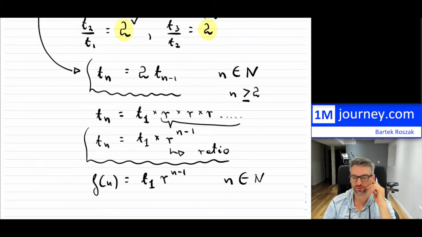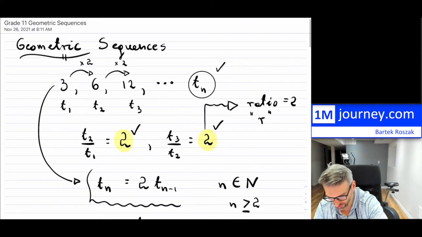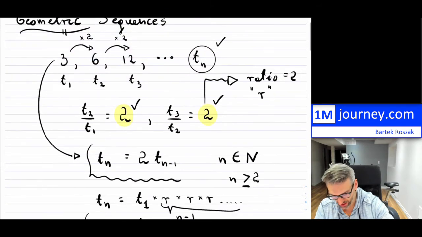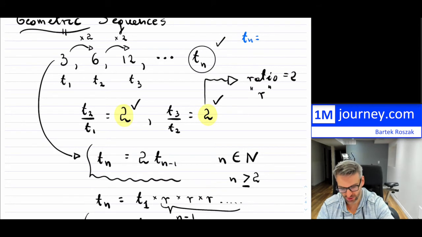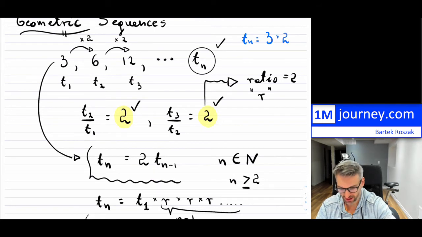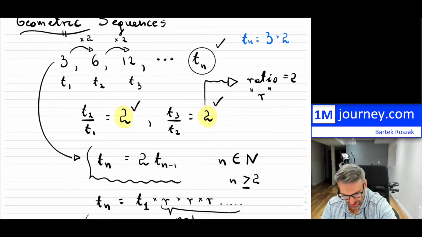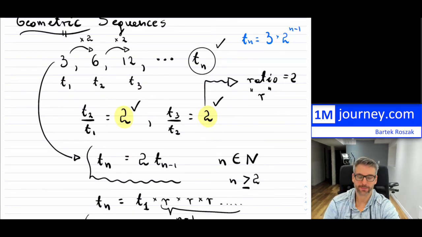So that's in general. If I wanted to write this out for this geometric sequence, I'll switch colors in here. What we would have is that Tn would be equal to your starting point, 3. Then my r is going to be 2, because that's my ratio between them. And it's going to be n minus 1. And now you have your general expression, with which you can find any term that you like.